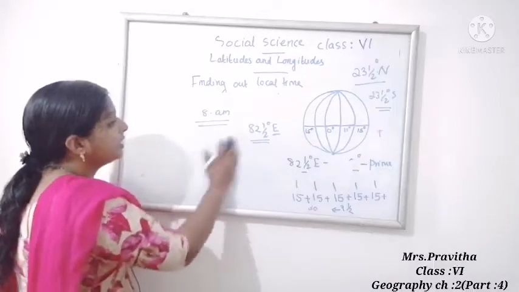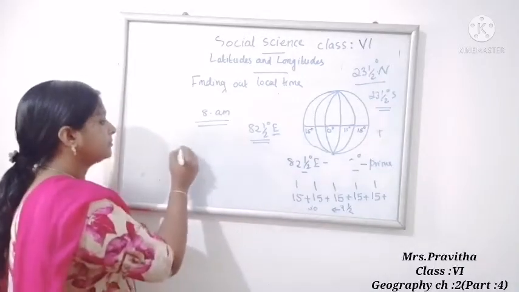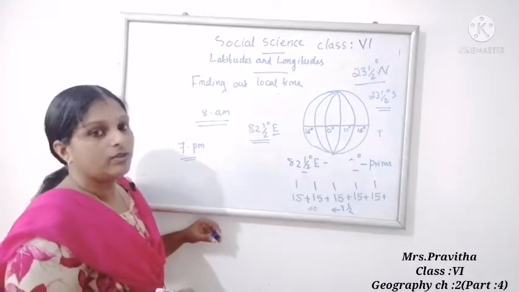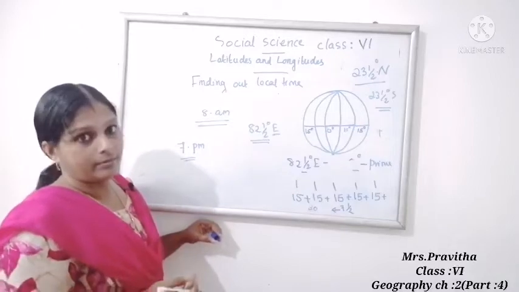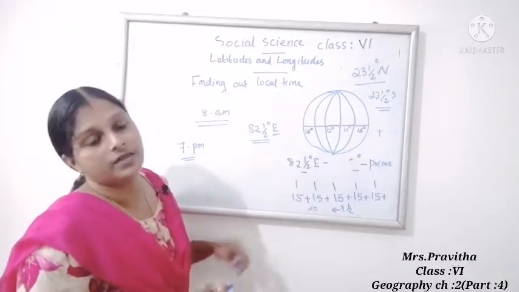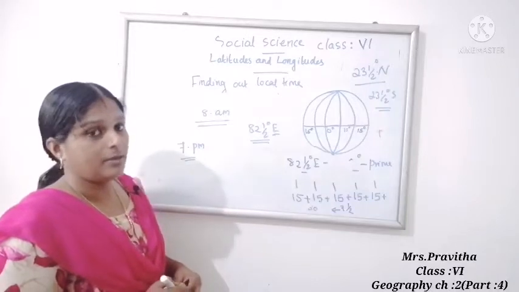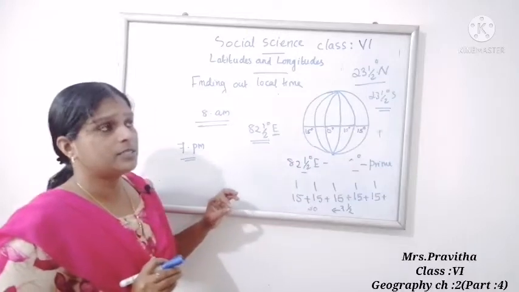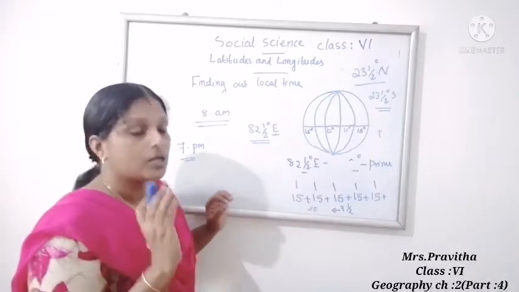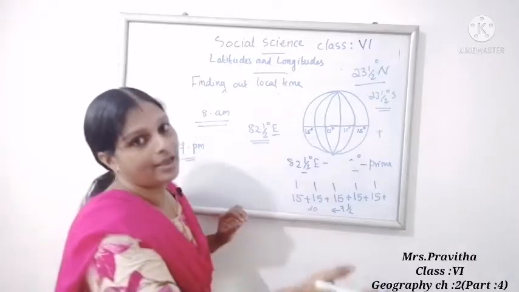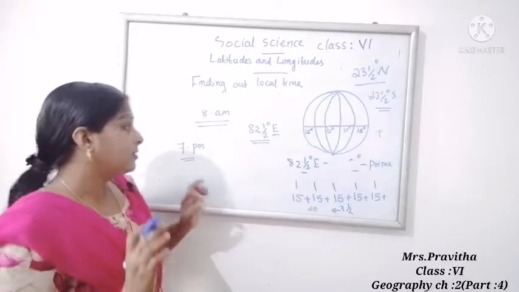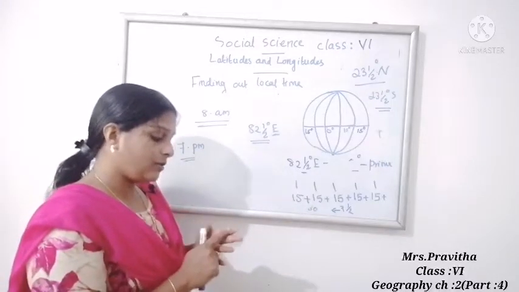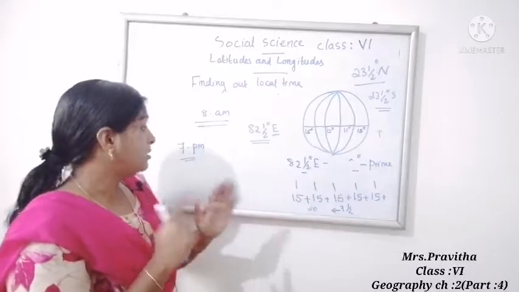Now if I say in London it is 7 p.m., what about the time in India? We want to add the time. The difference between London time and Indian time is 5.5 hours. Then you see whether India is in the eastern or western hemisphere. India is in the eastern hemisphere, so we have to add 5.5 hours. We add: 7 p.m., 8, 9, 10, 11, 12 o'clock, and 12:30.